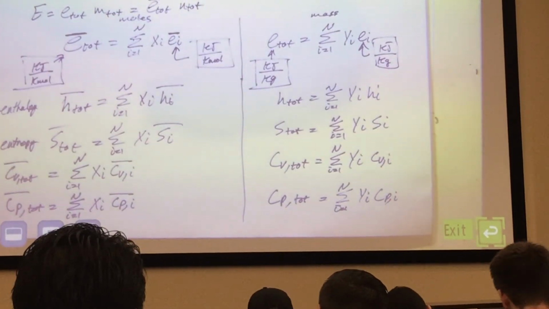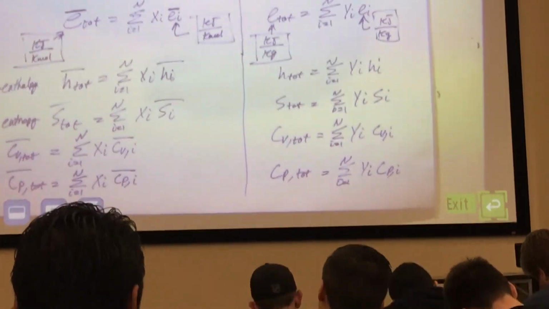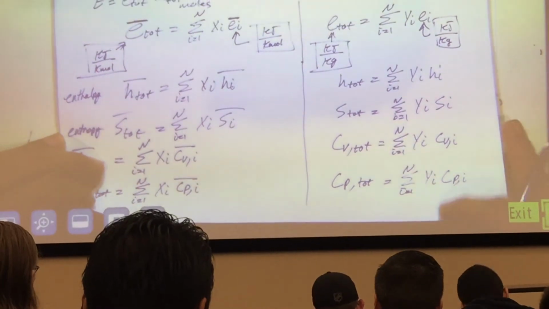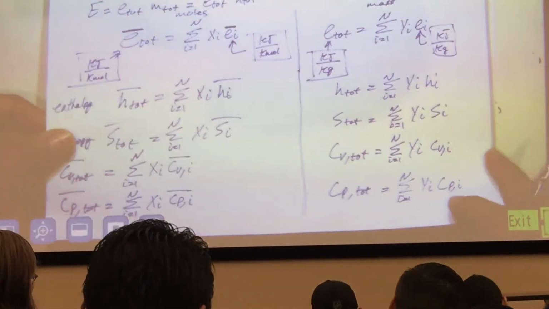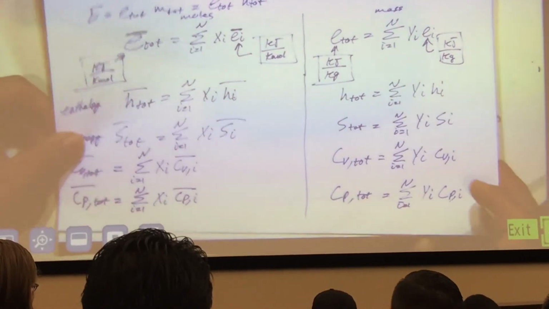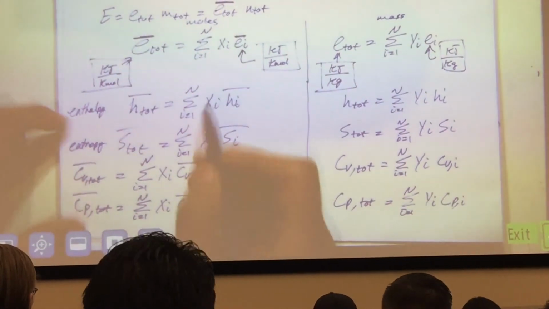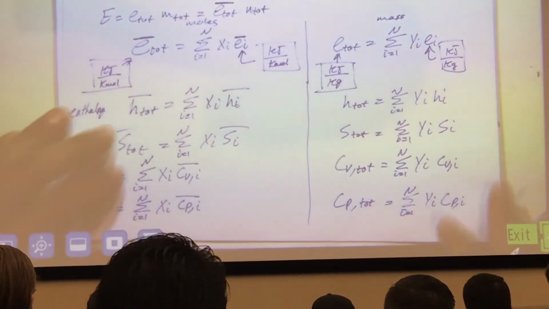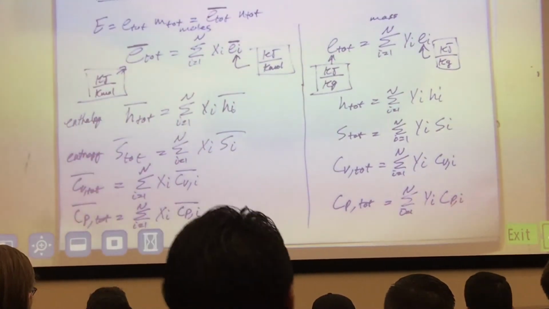So essentially, as I mentioned, it's just simply a summation multiplied by the mass fraction or mole fraction, depending on what frame you're actually choosing. But as long as you can get your mole fraction or mass fraction, you can just compute the different enthalpies that you have. Now, why is this important?